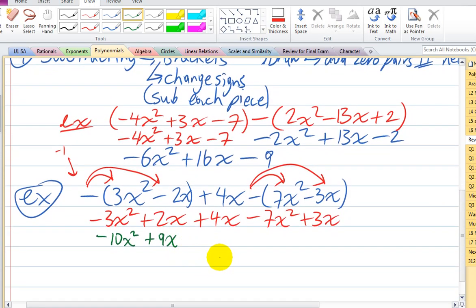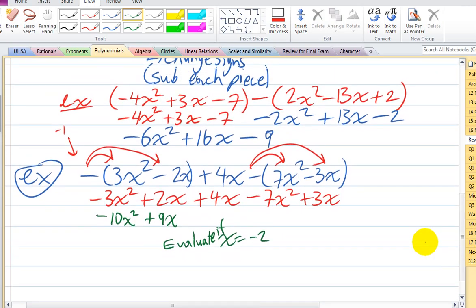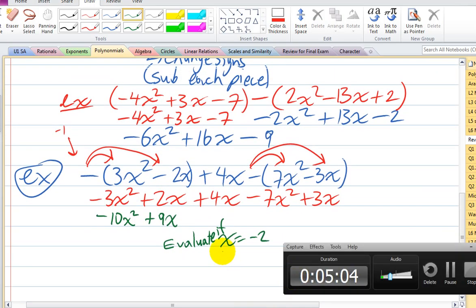Now, I can also do stuff like this. This is in your notes. Let's say x equals -2. So now I would say evaluate if x equals negative 2. It'd be you put negative 2 in there and square it. Negative 2 times something squared plus 9 times something. So you substitute in negative 2.